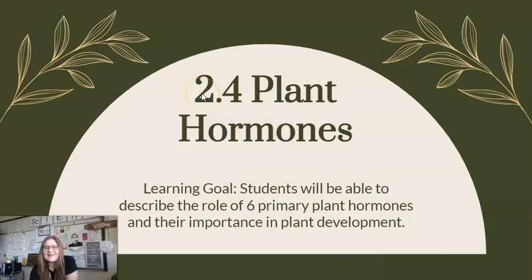All right, welcome to our last lesson for Unit 2. So this is 2.4 plant hormones. Our learning goal today is that you will be able to describe the role of the 6 primary plant hormones and their importance in plant development. Just like humans, plants have hormones, and they have more than 6 hormones, but we're just going to talk about 6 of the primary hormones that plants have.